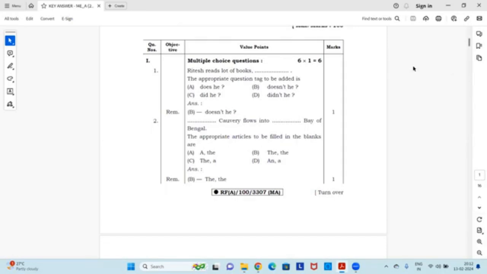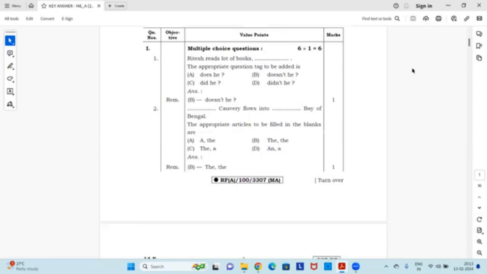First one, Ritesh reads a lot of books. The appropriate question tag to be added is option A, does he, B, doesn't he, C, did he, or D, didn't he? So the answer is option B, doesn't he.